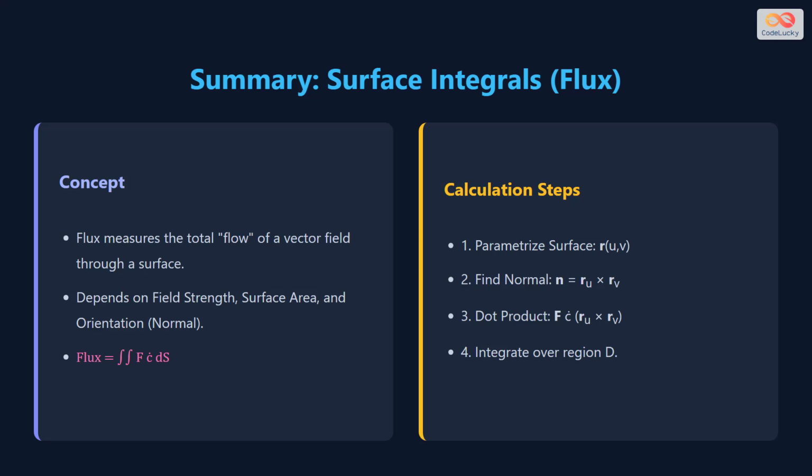In summary, flux measures the flow of a vector field through a surface. It is a fundamental concept in physics and engineering, used in everything from fluid dynamics to electromagnetism. Remember the steps: parametrize the surface, find the normal vector using the cross product, take the dot product with the field, and integrate.